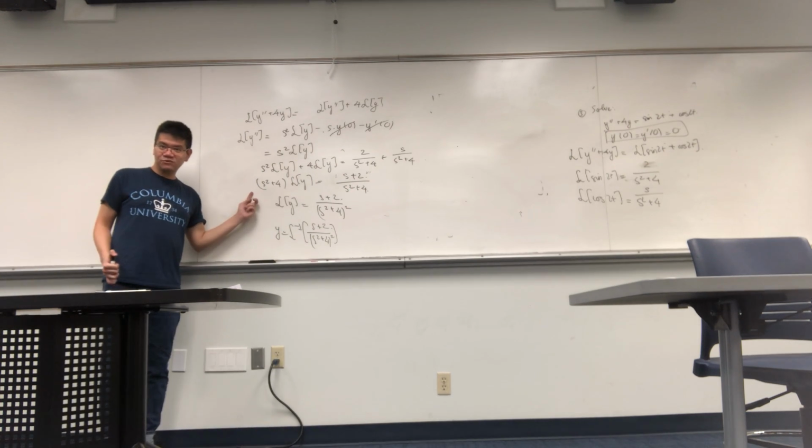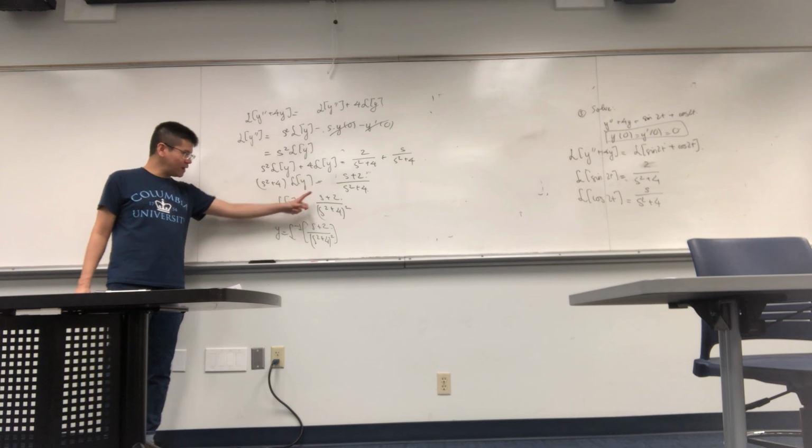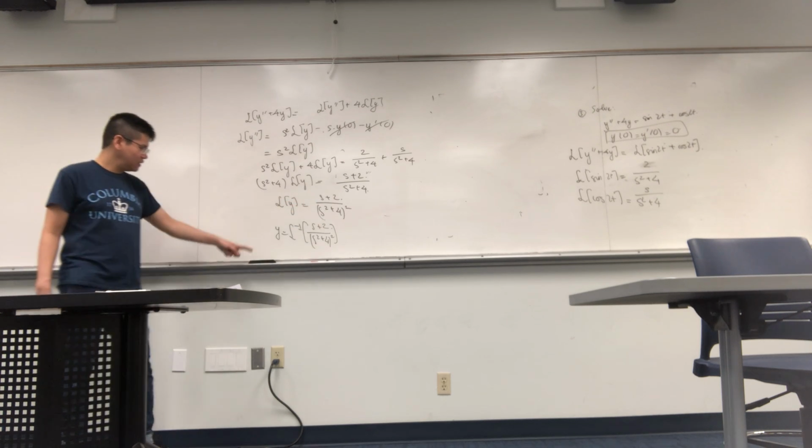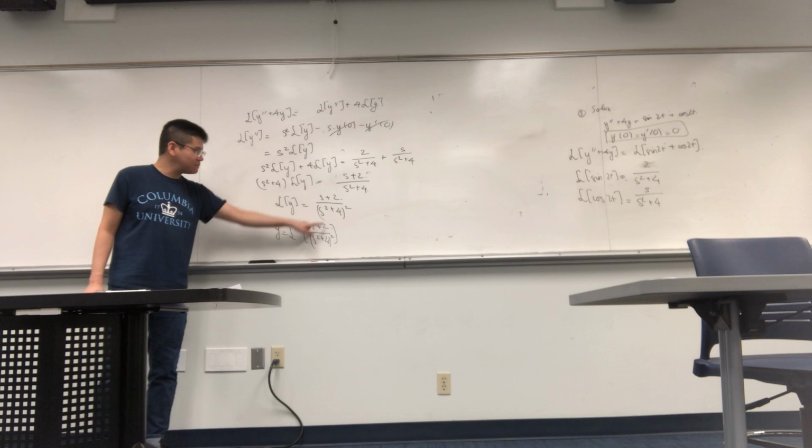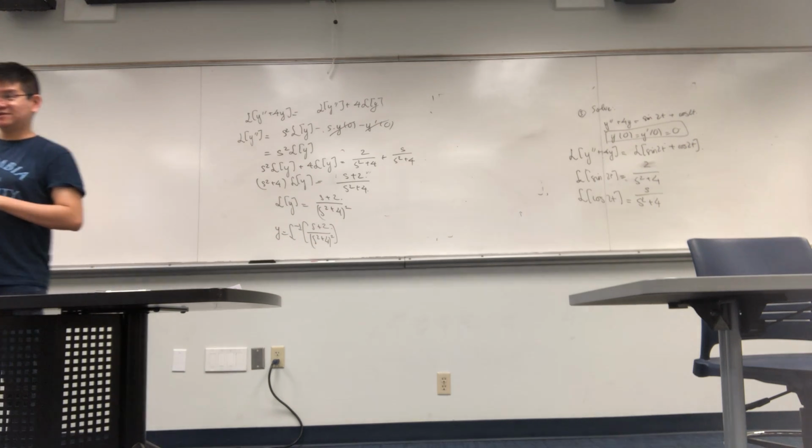I divide both sides by s squared plus 4. I get Laplace transform of y is s plus 2 over s squared plus 4. Then y will be the inverse Laplace transform of this guy. So what is the next step?